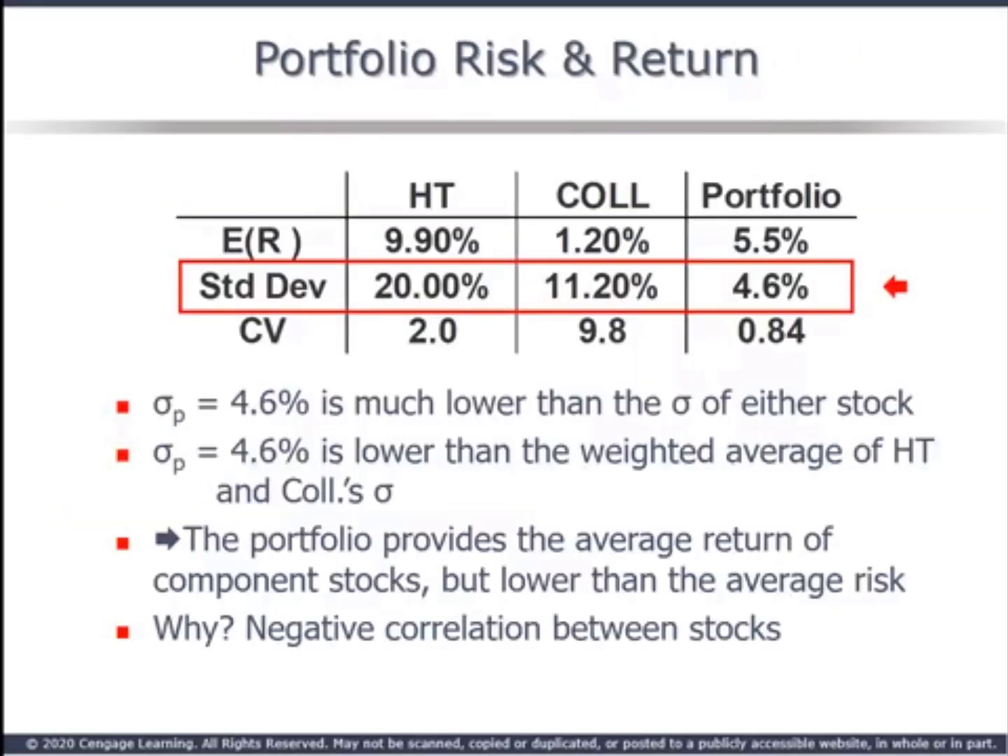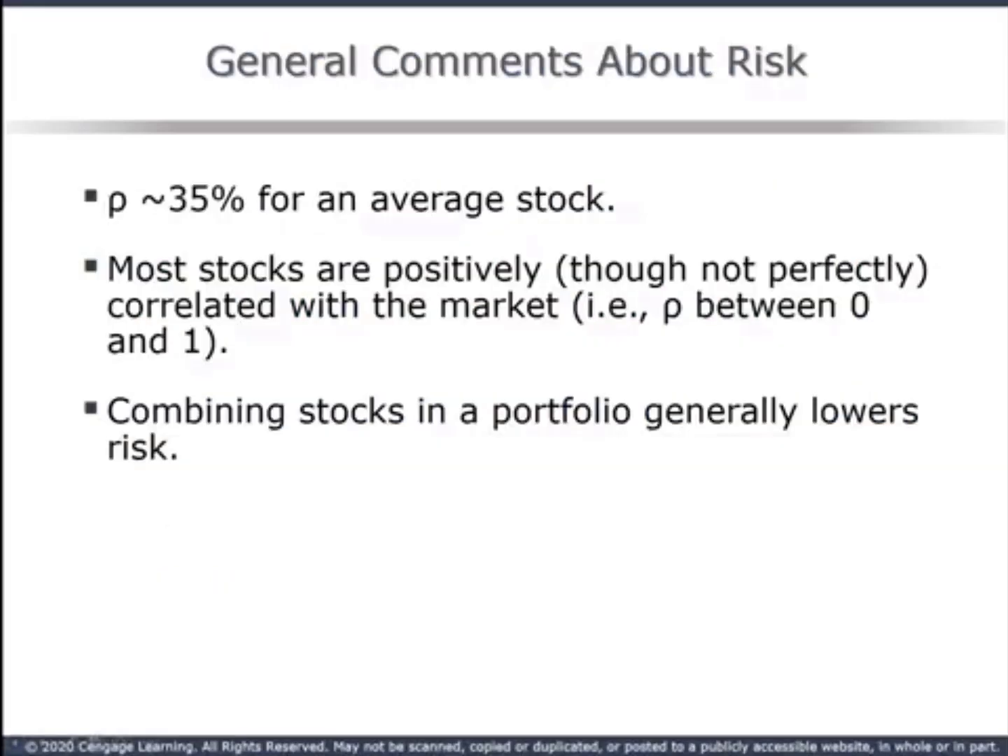This table recaps our results for both stocks individually and together in a portfolio. It highlights the significant reduction in risk by combining the two risky stocks into a portfolio. The drastic reduction in risk in our sample portfolio was driven by the strong negative correlation between high-tech and collections.